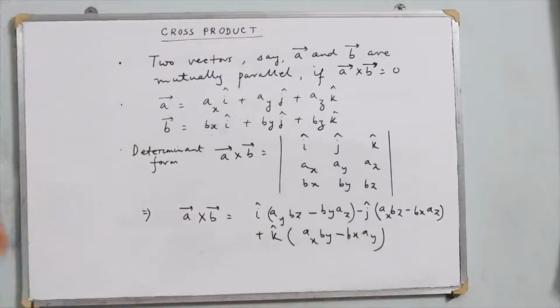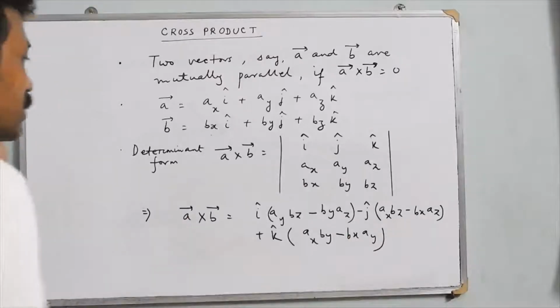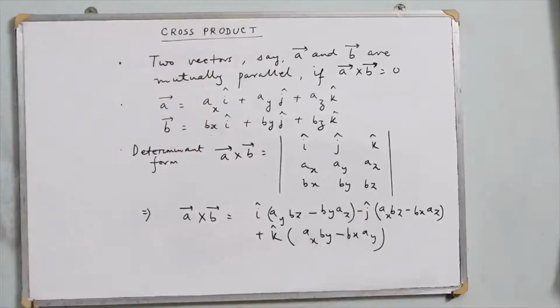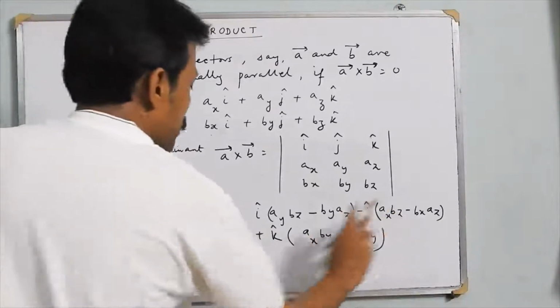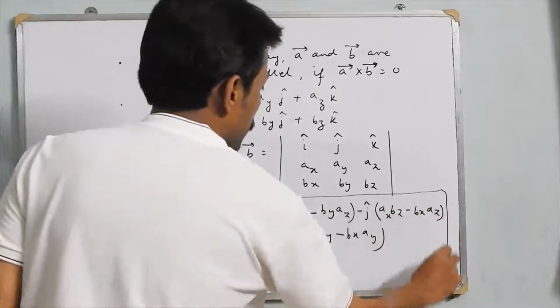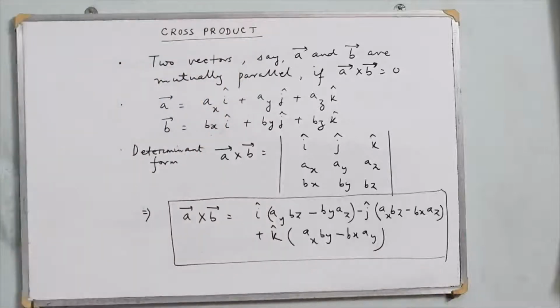So if you compare with the previous result, you will see that exactly the same result is obtained, but in that case I wrote plus j hat and this was opposite. It was az bx minus ax bz, but we have taken minus, so this remains the same. So this is the easy way of remembering A cross B in determinant form. We will take several examples.